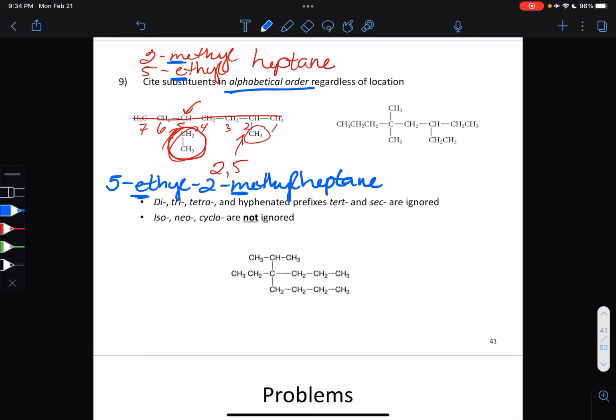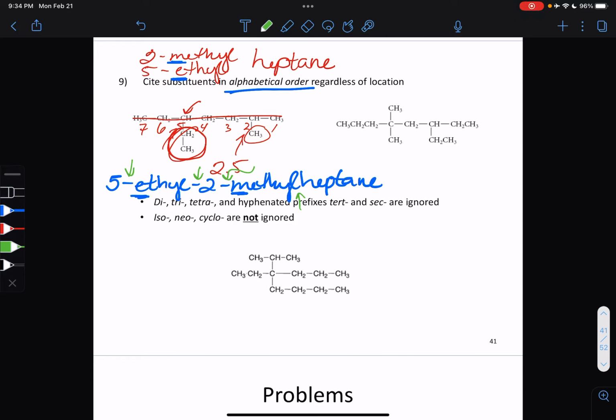Now remember, friends, that between a number and a letter you have hyphens, and that there is no space right there. All right, I know. But that's the IUPAC rules, so that's how we're going to do it.